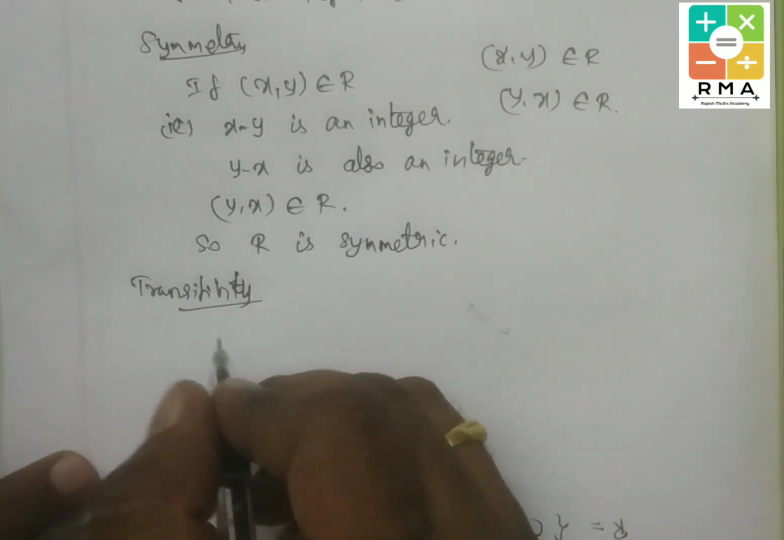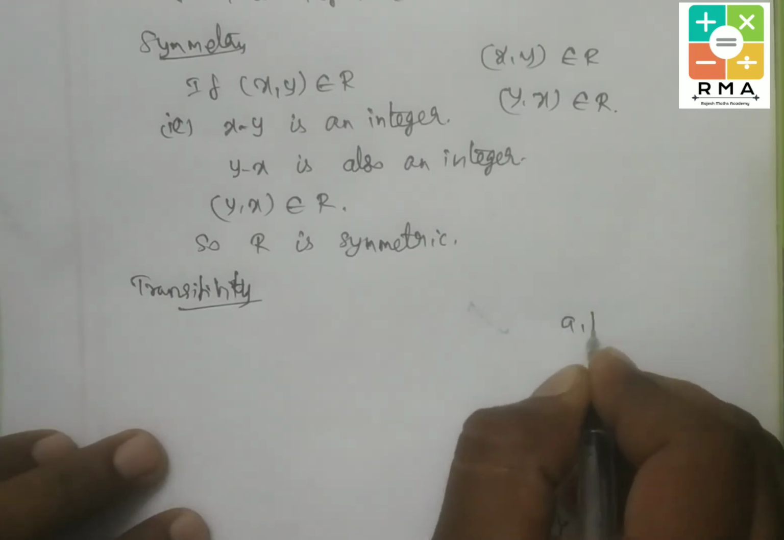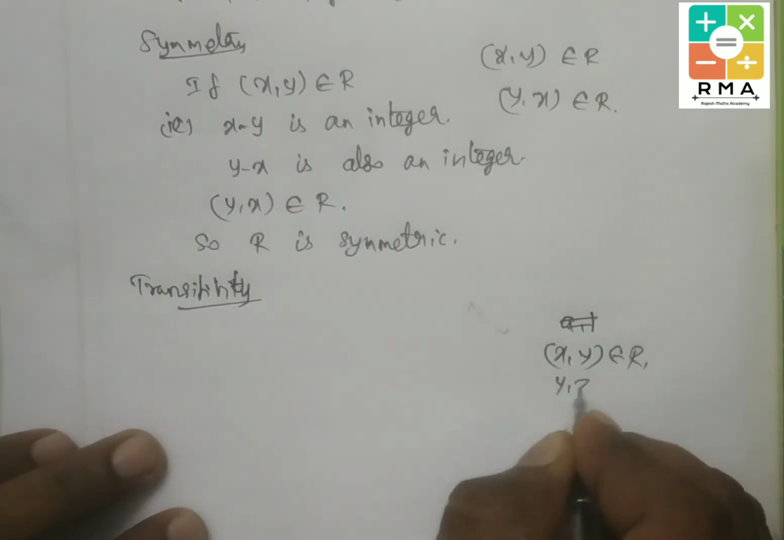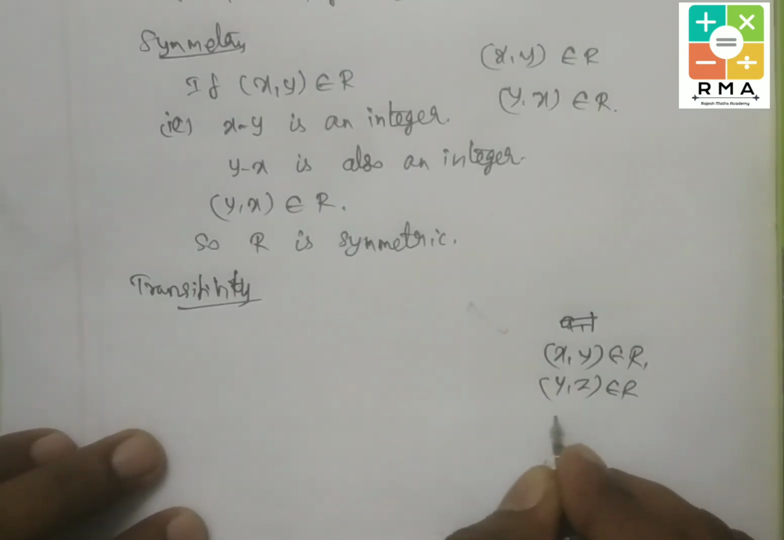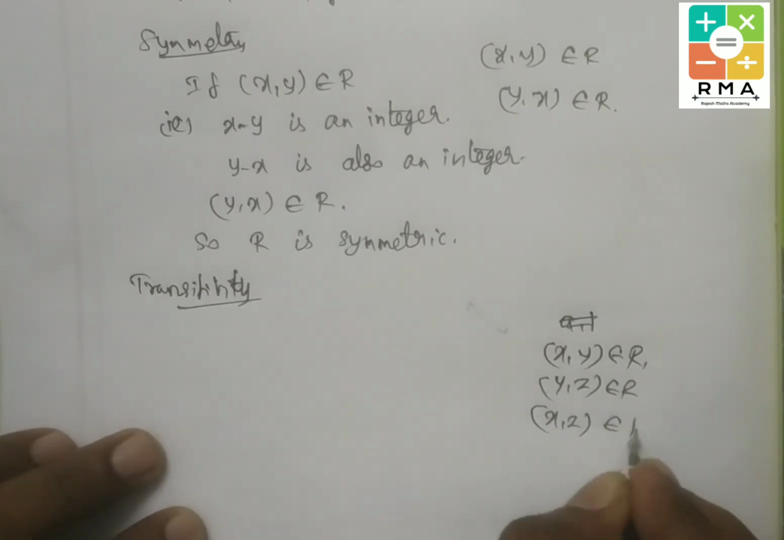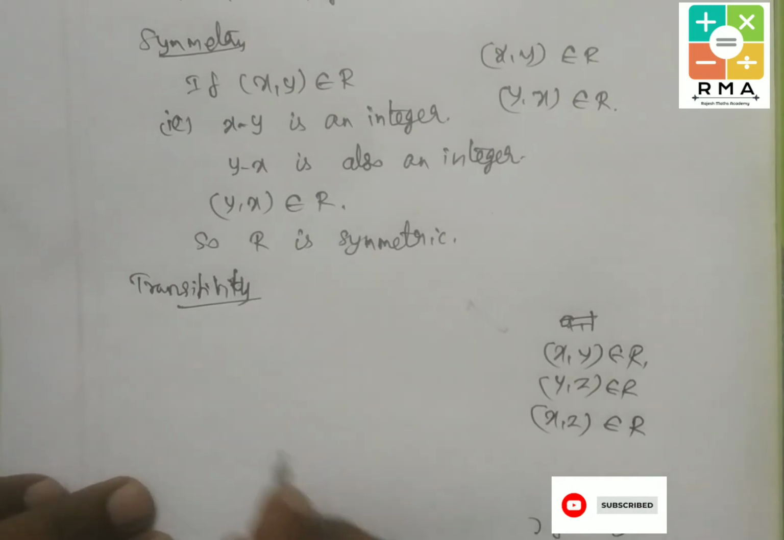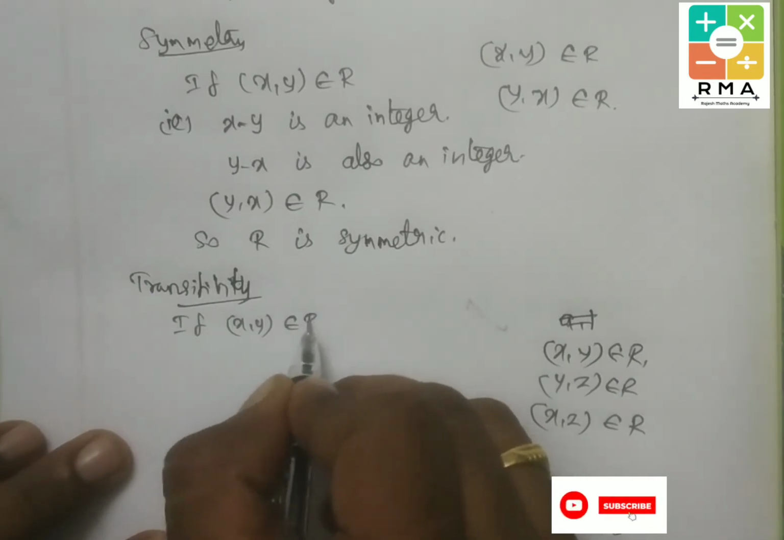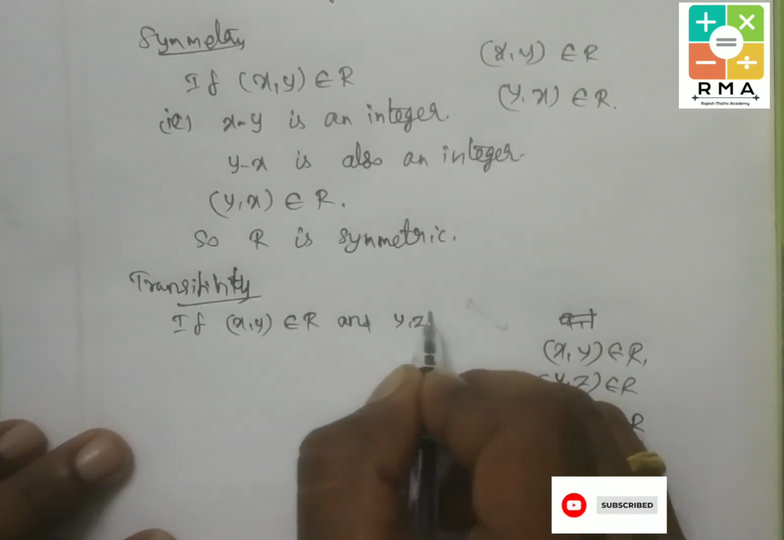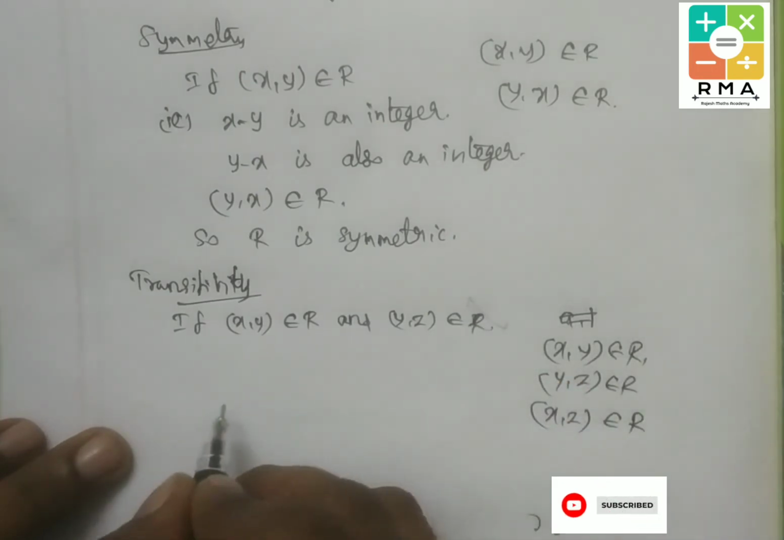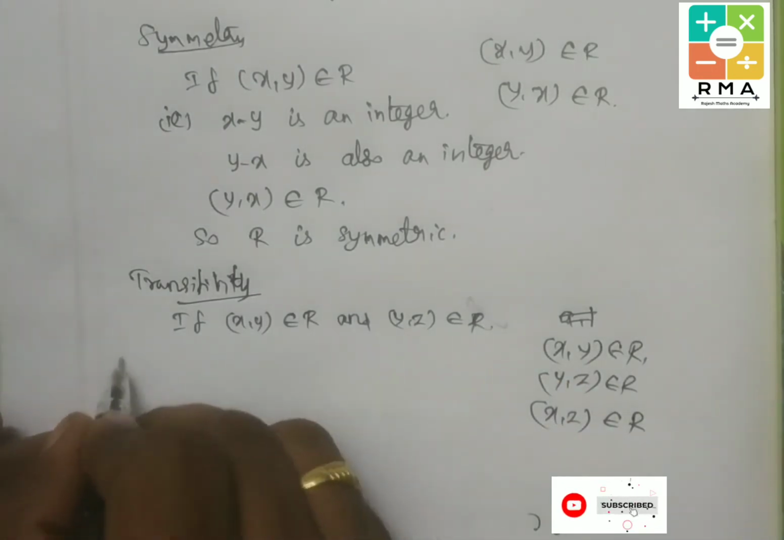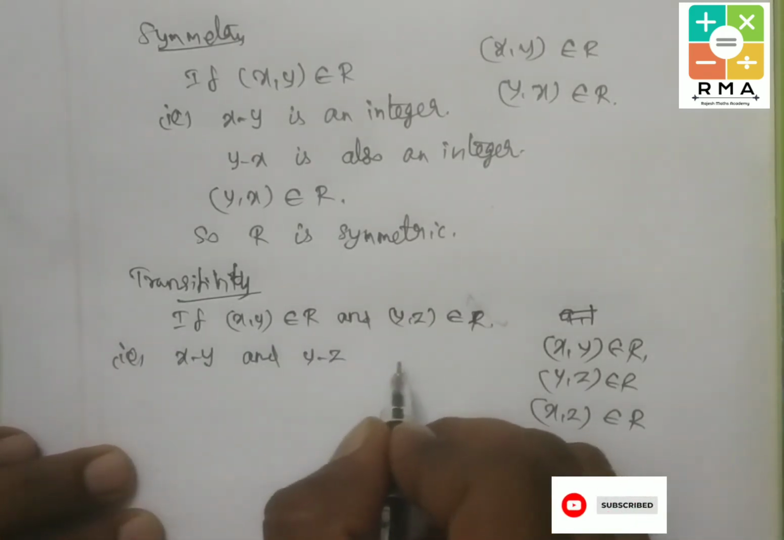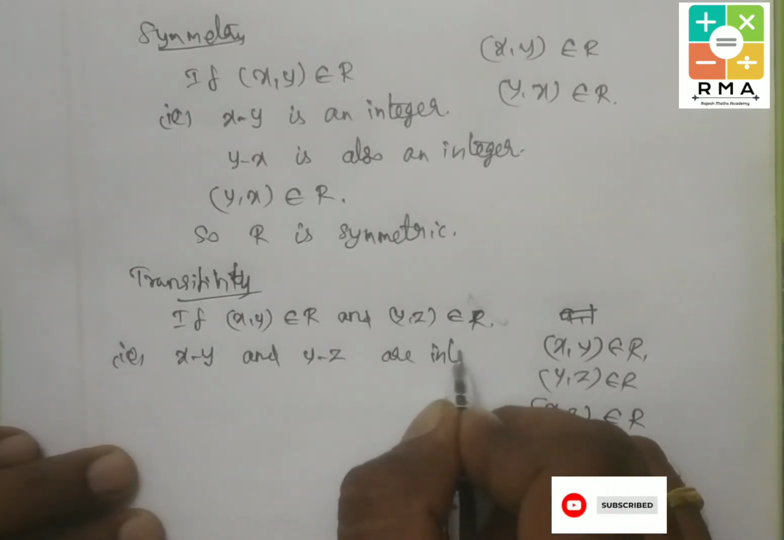Okay, transitivity. So what is transitivity? (a, b), or (x, y) we have taken here. So (x, y) belongs to R and (y, z) belongs to R. Then we have to prove (x, z) belongs to R. This is the transitive property. Clear? So what we have to take? If (x, y) belongs to R and (y, z) belongs to R. So what is the meaning of (x, y) belongs to R? That is, x minus y and y minus z are integers.